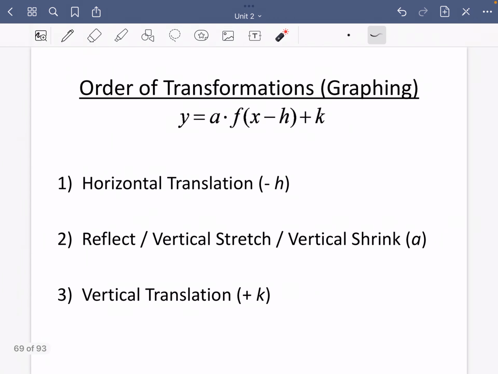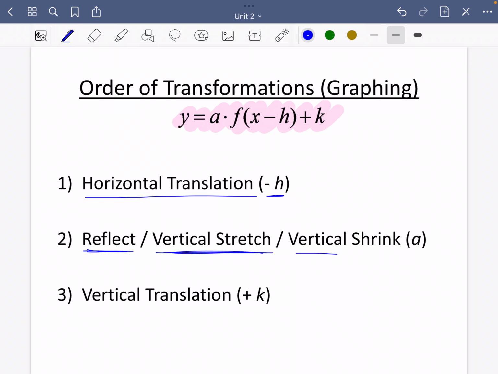And so the order of transformations, if we are graphing y equals a f of x minus h plus k, is that we are first going to do a horizontal translation. You are translating negative h, the opposite of the value of h itself. Next, you want to do any reflections and any vertical stretching and vertical shrinking.